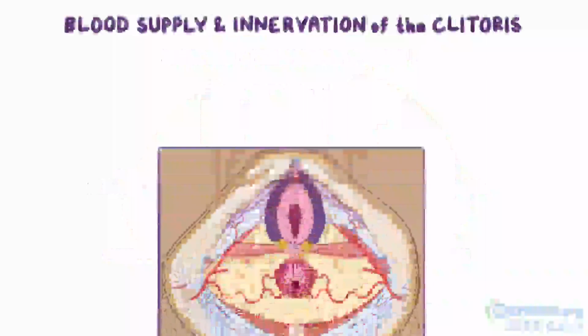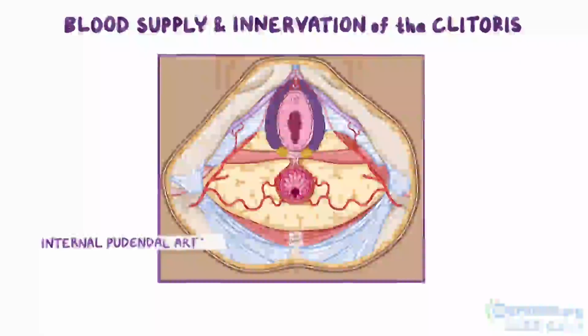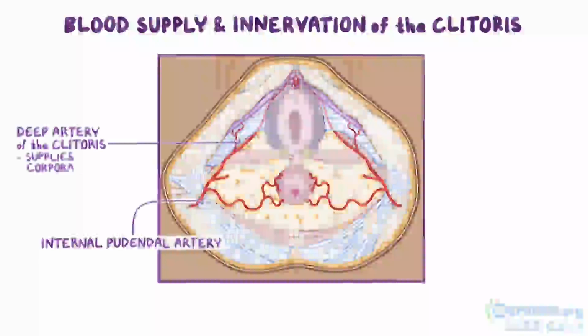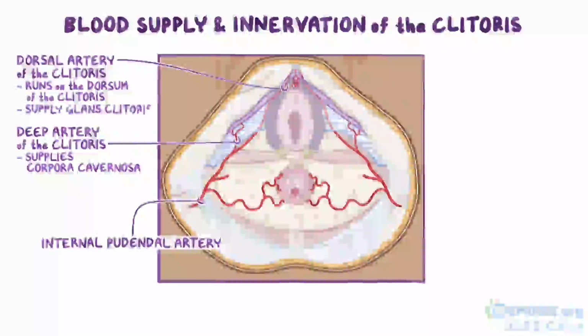Alright, now the blood supply and innervation of the clitoris is a bit special. The arterial blood supply comes mainly from branches of the internal pudendal arteries. These branches include the deep artery of the clitoris, which supplies the corpora cavernosa of the clitoris, and the dorsal artery of the clitoris, which runs on the dorsum of the clitoris to supply the glans clitoris.